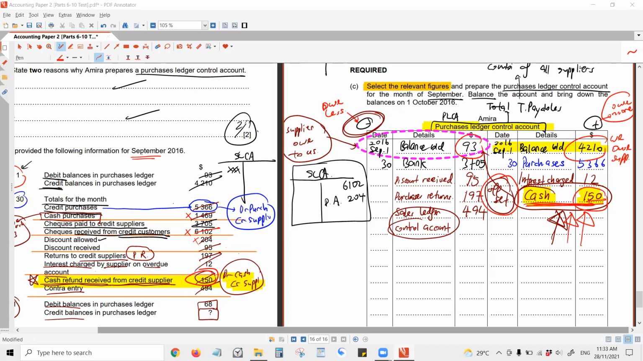We owe less money? No, 93 means, sorry, the supplier owes to us. 93 means the supplier owes to us. So we have to receive the money from the supplier, the 150, to offset the 93.